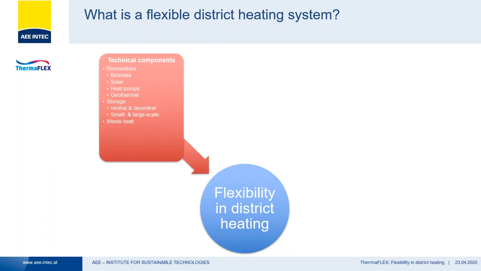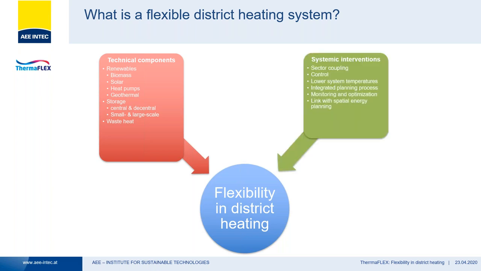Providing flexibility can come from different sources that can be renewables, that can be waste heat. Additionally, what you could add in there is storage for buffering either on a smaller time frame like minutes to days, or up to seasonal storage. You can think about implementing storage as a buffer on a centralized scale, on a decentralized scale. You can do it small scale, you can do it large scale, depending on the needs and the availability of your energy sources.